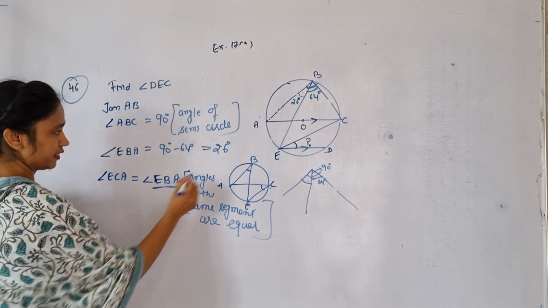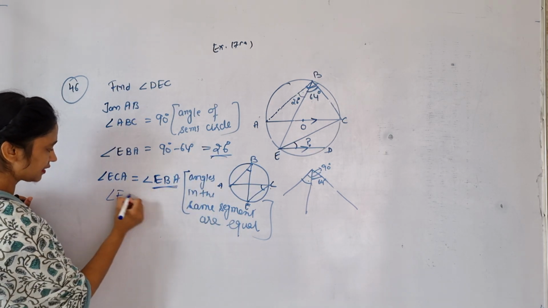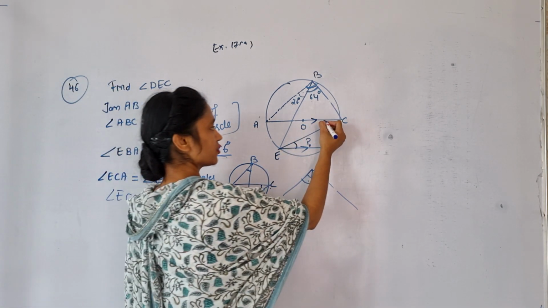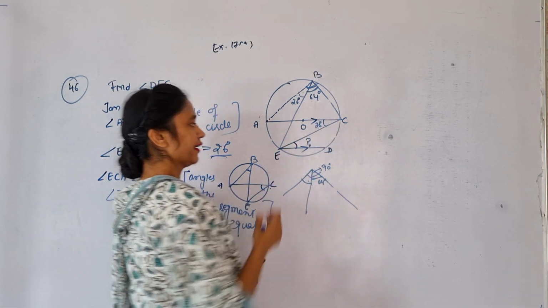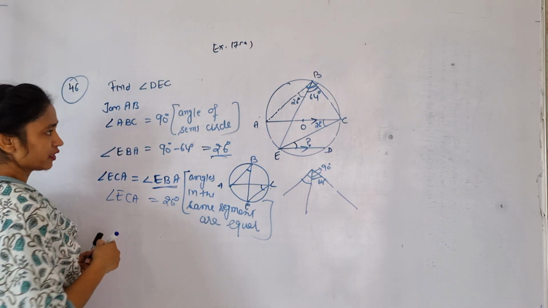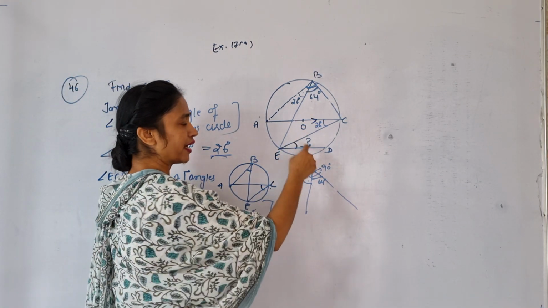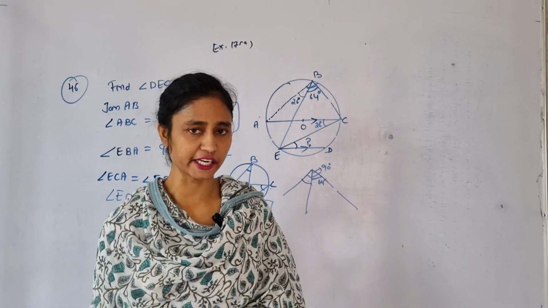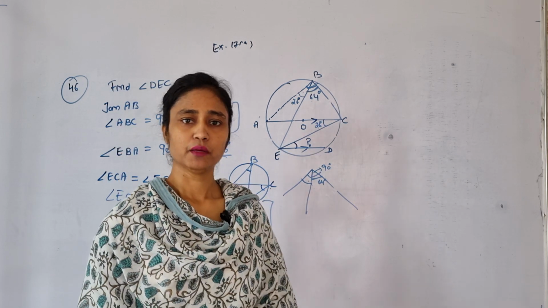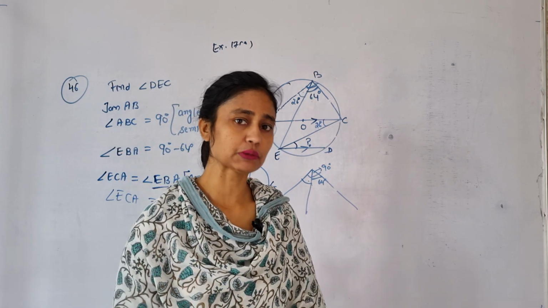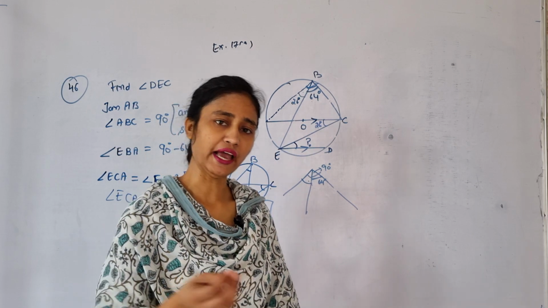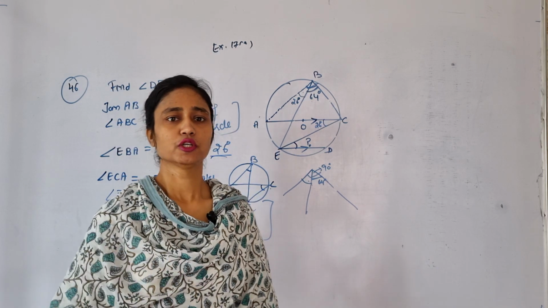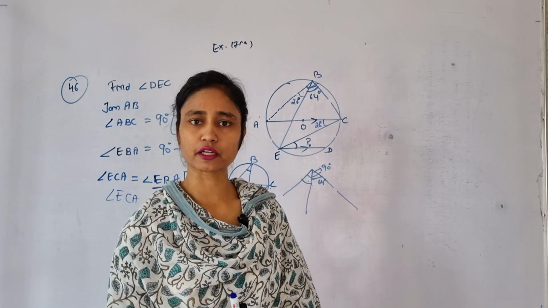So this angle we have calculated. This is 26 degree. ECA will be equal to 26 degree. Means this angle is also 26 degree. So what else have they given? They have given that these two lines are parallel to each other. Obviously, whatever they have given in the figure or in the statement, they have given it for a purpose. To calculate the required value, we will have to use that given condition. That given condition will help us do the calculation for the required result.